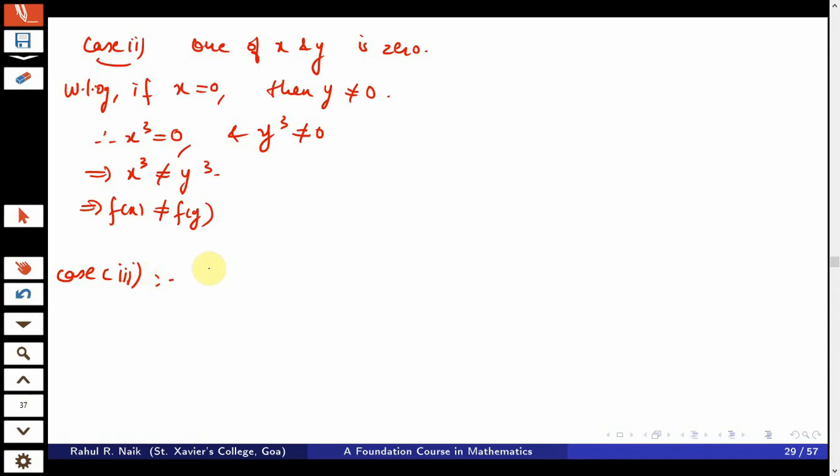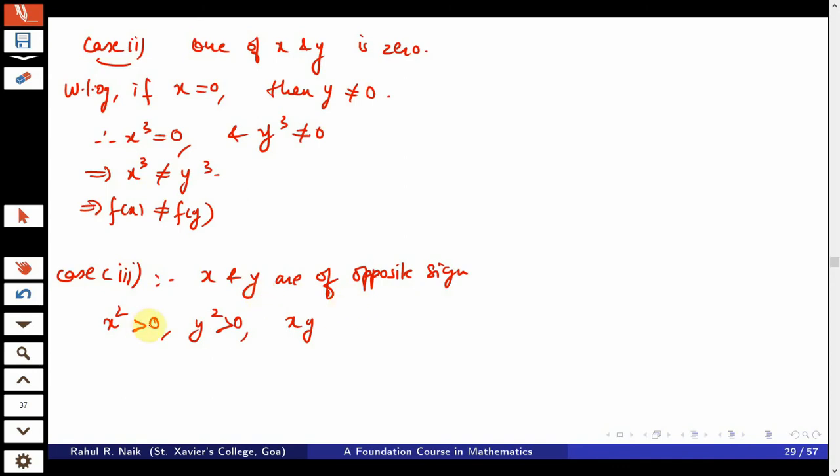And the last case is when x and y are of opposite sign. So that is when x is positive and y is negative, or x is negative and y is positive. No matter in which category it falls, we know that x square will always be positive, y square will always be positive, as well as xy. We don't use this at all here in this case.